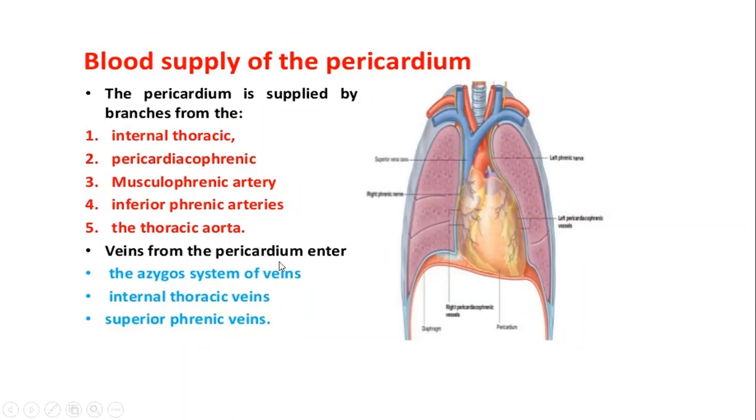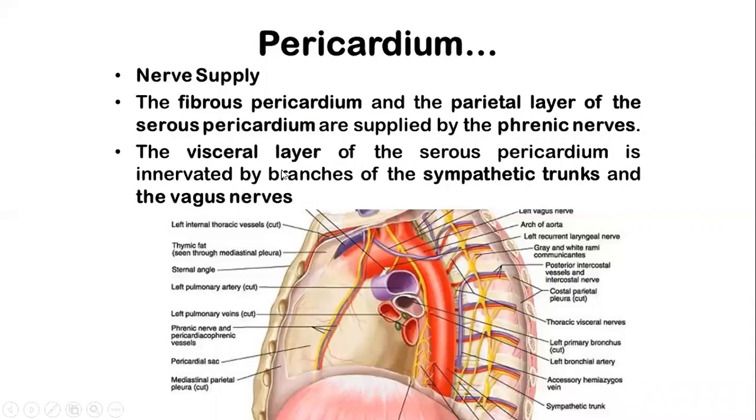The veins from the pericardium drain into the azygos system of veins, internal thoracic veins, and superior phrenic veins. Nerve supply of the pericardium is a very important topic when it comes to SAQs given on the nerve supply of the pericardium.